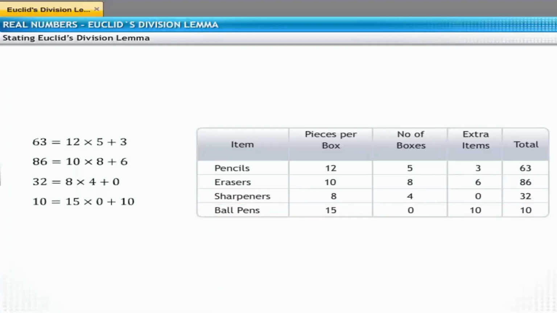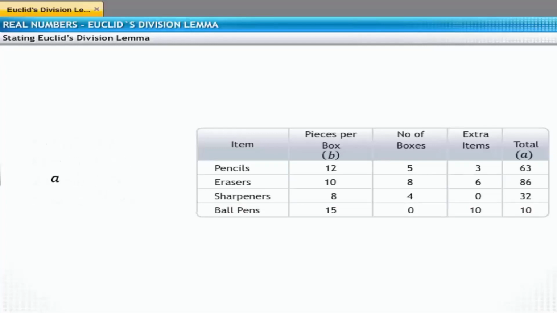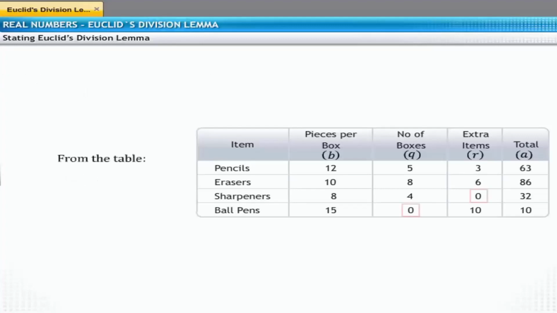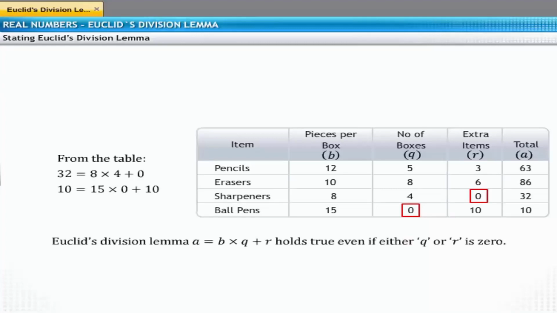Now, let us come to the point. If we assign labels to the values in the different columns of the table, we can see that they all follow a general relation. The total A is equal to the pieces per box, B, multiplied by the number of boxes, Q, plus additional items, R. This relation is known as Euclid's division lemma, which states that for any two positive integers, A and B, we can find two whole numbers, Q and R, such that A is equal to B multiplied by Q plus R. From Mr. Chatura's table, you can see that Euclid's division lemma holds true even if either Q or R is 0.